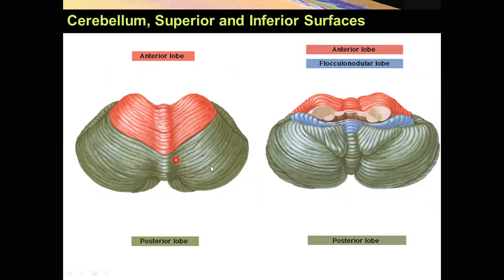Again, now you're looking at the cerebellum from the posterior view. Here we are looking at the cerebellum from the inferior view. Now, here is the anterior lobe. This is the posterior lobe. Again, the anterior lobe, the posterior lobe, and this is the flocculonodular lobe. The flocculonodular lobe is the phylogenetically oldest part of the cerebellum.